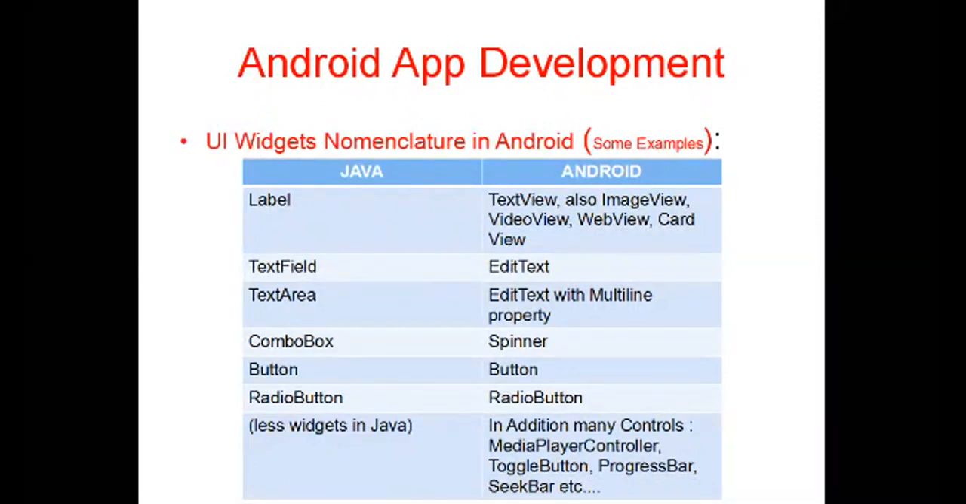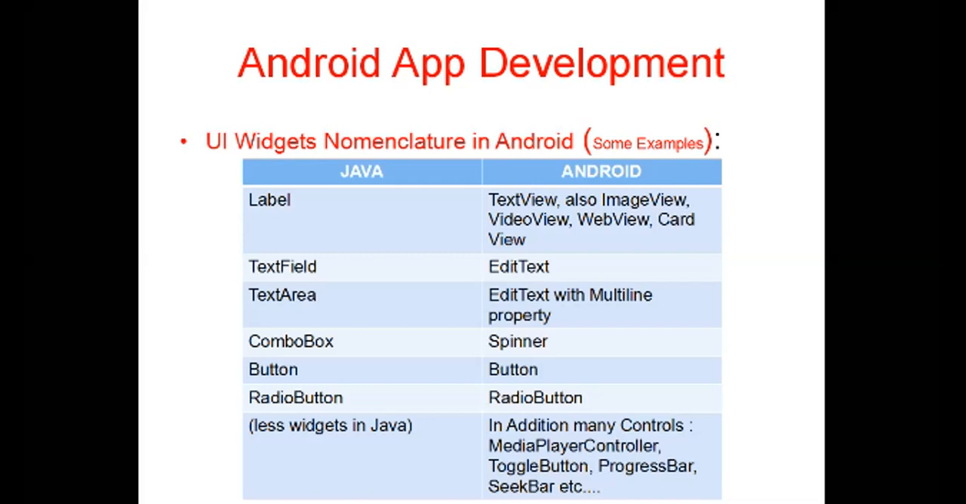To show images, you can use image view directly. To show videos, video view. To show web pages, web view. Similarly, if you want to show the contents in the form of cards, card view, like that. Then if you take Java, a text box is called text field, whereas in Android it is called edit text. Edit text means that in that text box, we can edit the text any number of times. So they have given that name. Text area in Java is called edit text with multi-line property. Of course, you can set the property of this edit text as multi-line. And combo box, which means drop down in Java, is called spinner in Android.